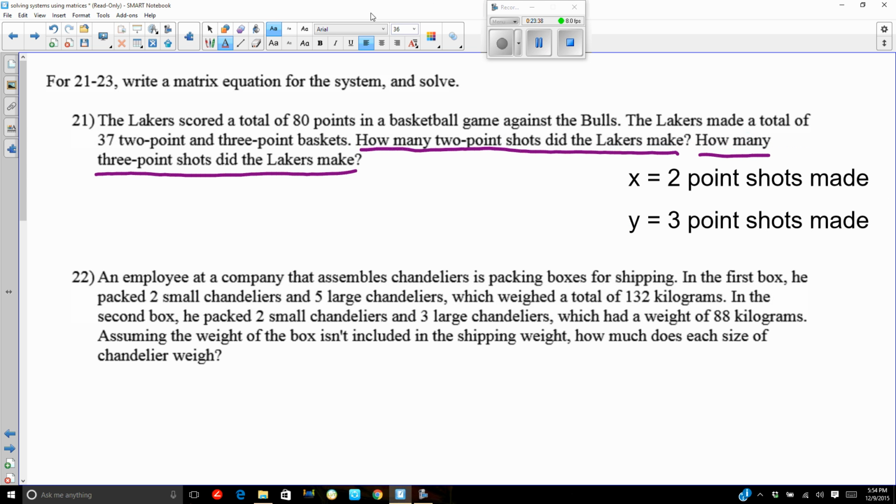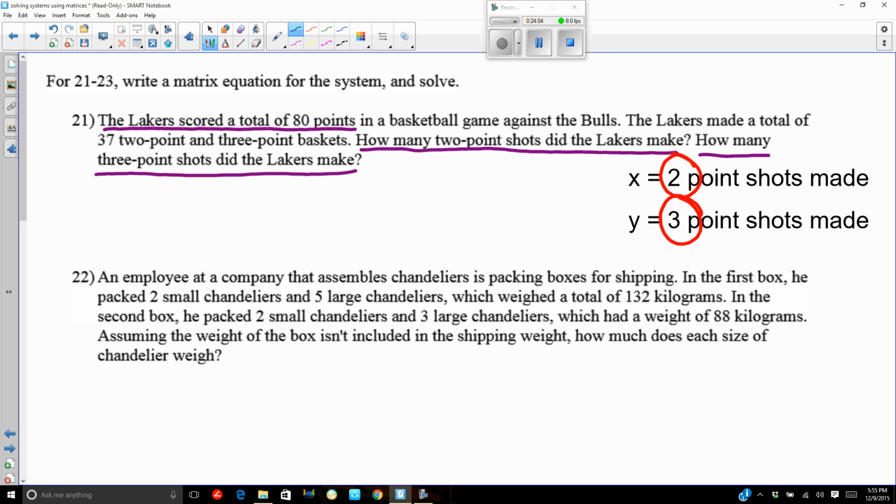So that's what you need to do first. Identify what your X and what your Y are, what you're actually trying to solve for in this problem. So I'm going to go right here. It says the Lakers scored a total of 80 points in a basketball game. So if they scored 80 points, we need to figure out, to get those 80 points, how many of those points came from 2-pointers and how many came from 3-pointers.